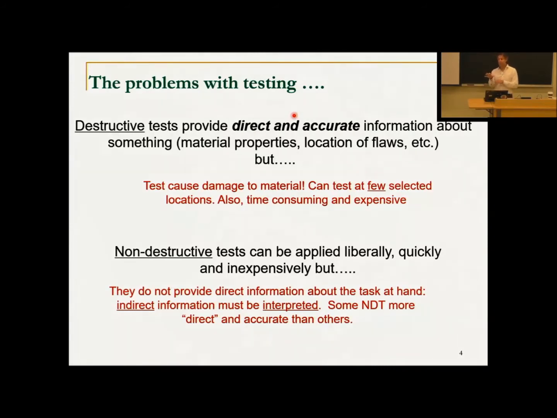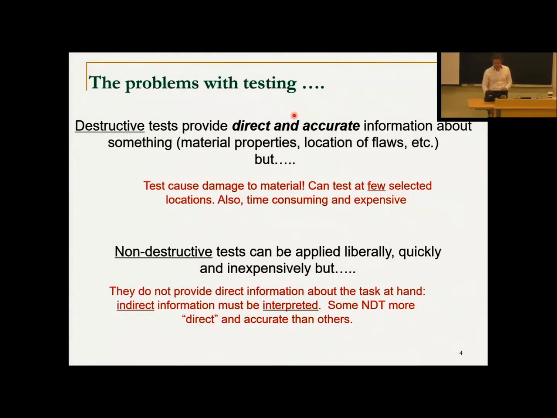Now, some NDE measurements are more direct than others. They are more directly related to the property of interest. But in all cases, there is an indirect mapping and we have to do some interpretation. Some are more direct than others, some are better than others, depending on the situation, right? So I would argue that in any assessment of infrastructure, we need both things. We need destructive tests occasionally to verify and convince ourselves of the larger group of NDE data that we collect everywhere.